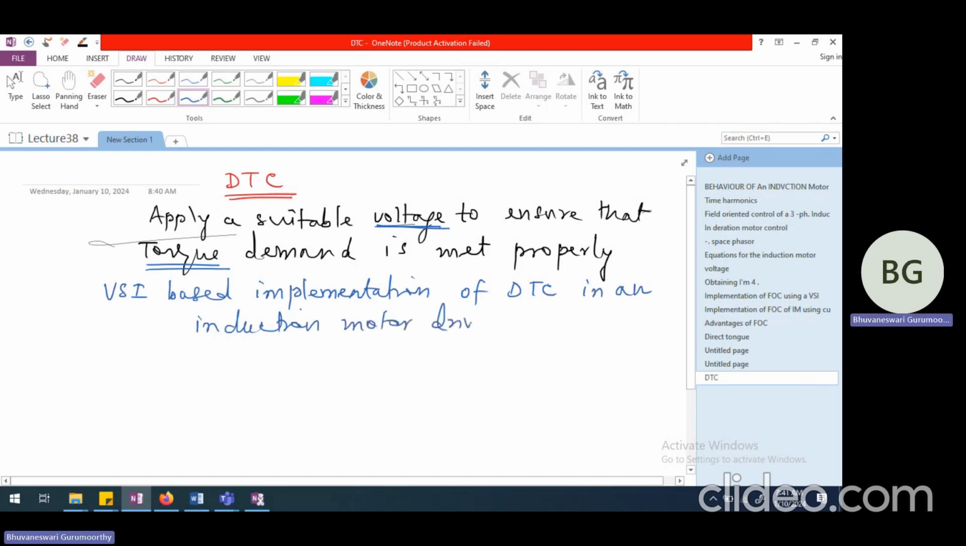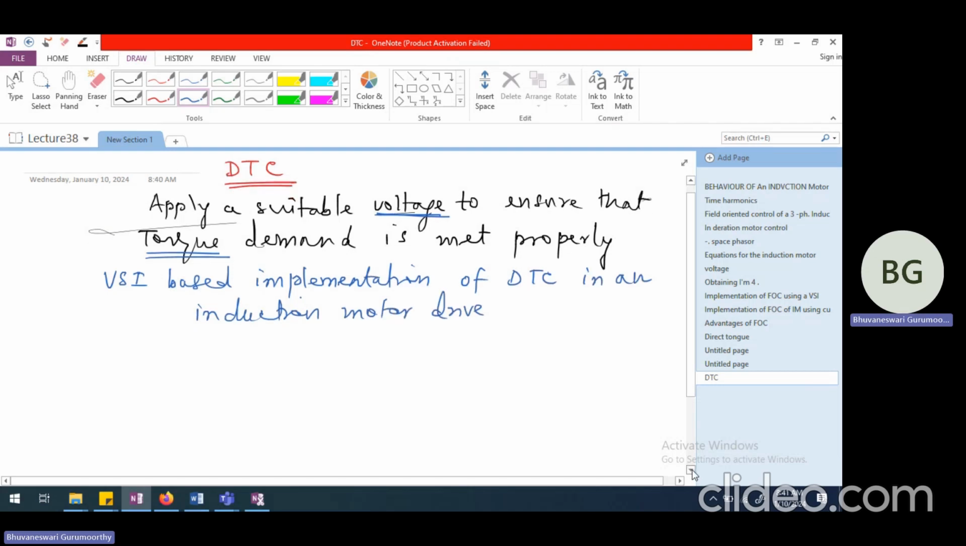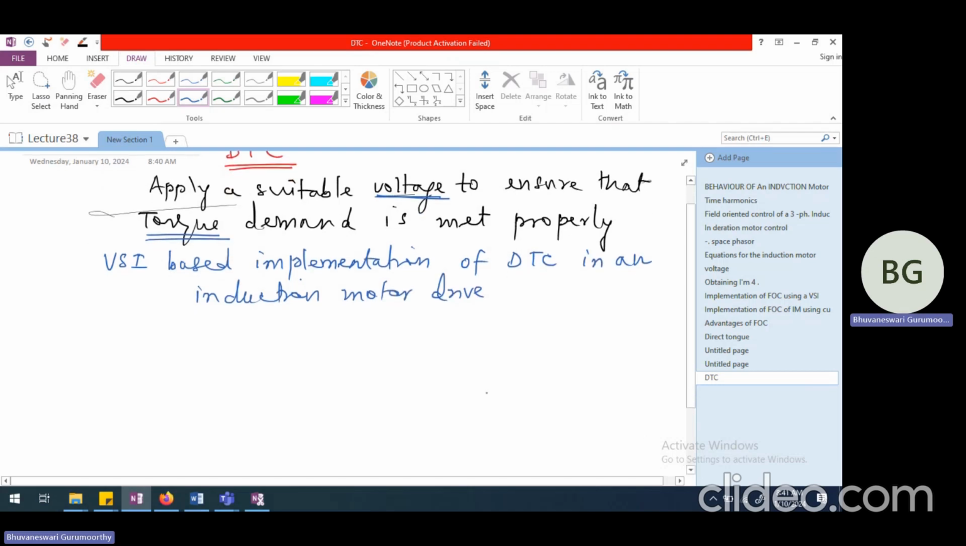So that's what I'm going to deal with in today's lecture: how a VSI can be used to implement direct torque control in a 3-phase induction motor drive. Let me first of all take a 3-phase, 2-level VSI.